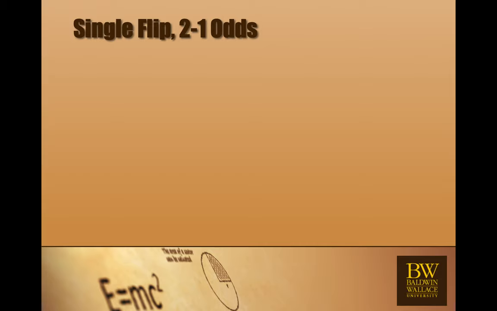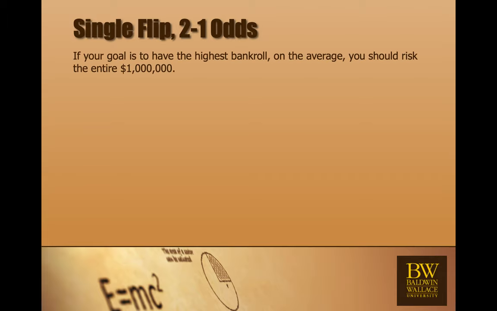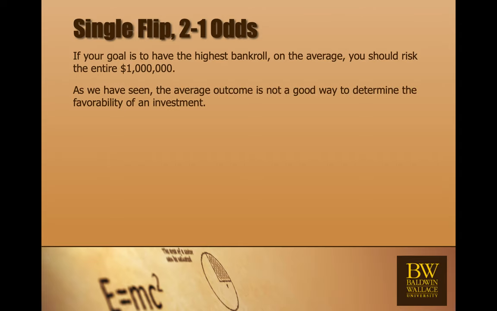So if you have a positive expectation and that's your only criterion, you're going to risk it all. If you want the highest bankroll on the average, you should put in the whole 1 million. But we have seen average outcome is not a good way to determine whether an investment is favorable or not. You have to use the geometric mean, and we can calculate the geometric mean.